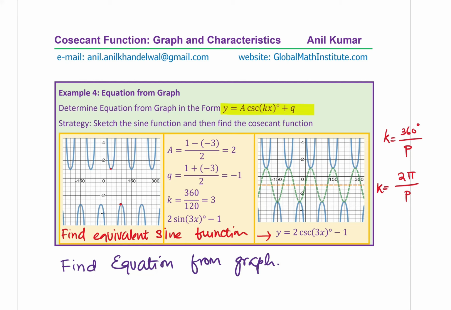As you can see here very clearly, that is the sine function which we are talking about. These are the invariant points, right? And the period here is 120, correct? The amplitude is this value, which is 2, and this value here going down by 1 unit is the q value. Perfect. So that gives you the sine function, and replace sine with cosecant to find the cosecant function. So that is how easily we can find the equation from the graph.